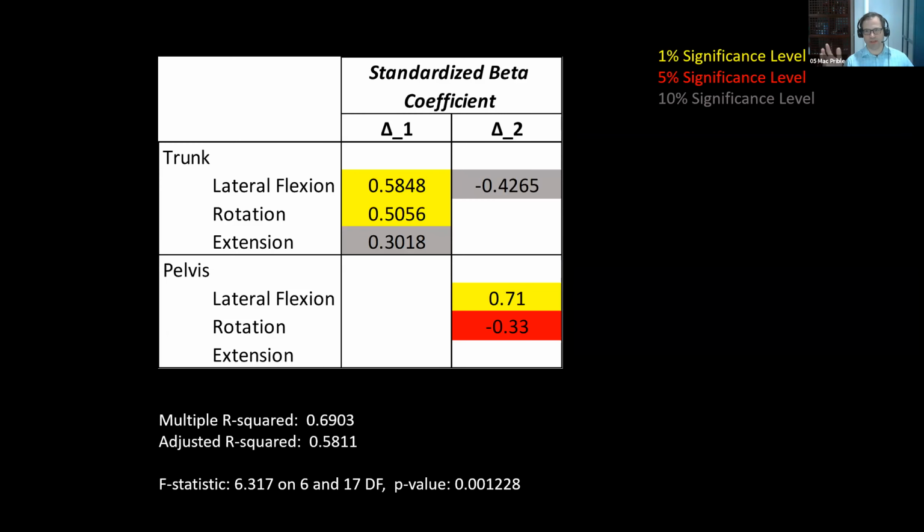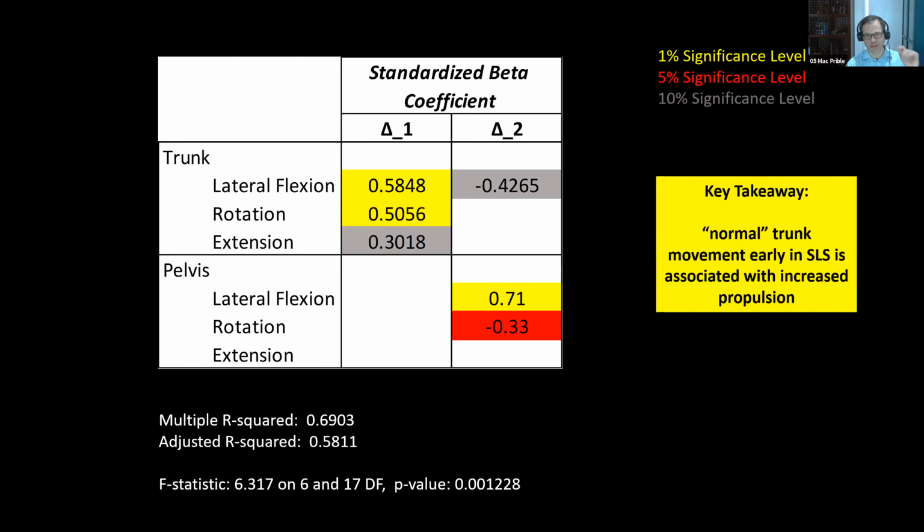These are the standardized beta coefficients, which can give you a sense of the relative impact of these changes. So it's unsurprising to me that the pelvis is a large component of this, thinking about how prominent hip drop is during single limb support. But the relative contribution of the trunk does seem notable.